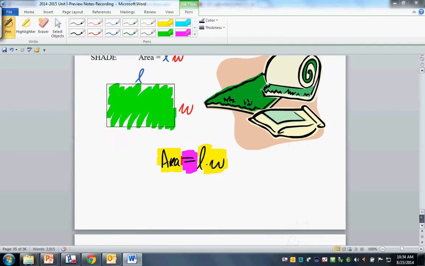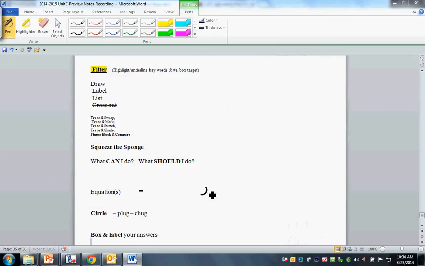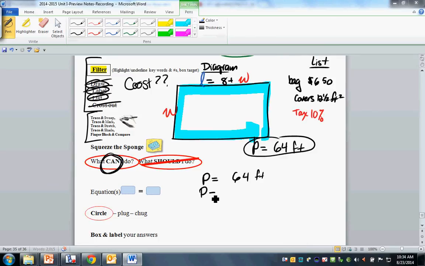Perimeter, we walk it around. It's 2 lengths plus 2 widths. So can you write it down? Yeah, so I'm going to write perimeter equals 2 lengths plus 2 widths. Let's see what we can do about that. Let's start circling stuff and see how we can put things together.